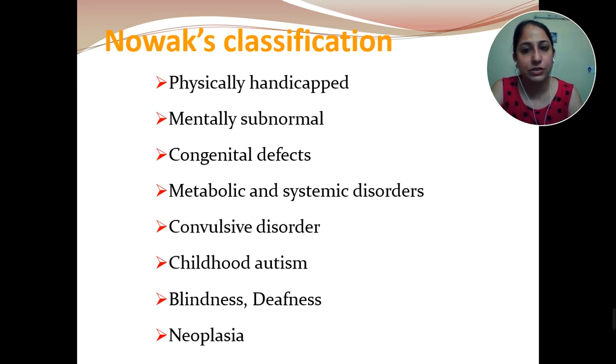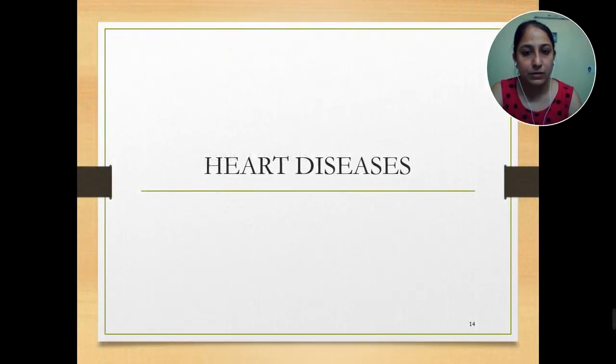Novak's classification is physically handicapped, mentally subnormal, congenital defects, metabolic and systemic disorders, convulsive disorders, childhood autism, blindness or deafness, and neoplasias. Now let's start with heart diseases.